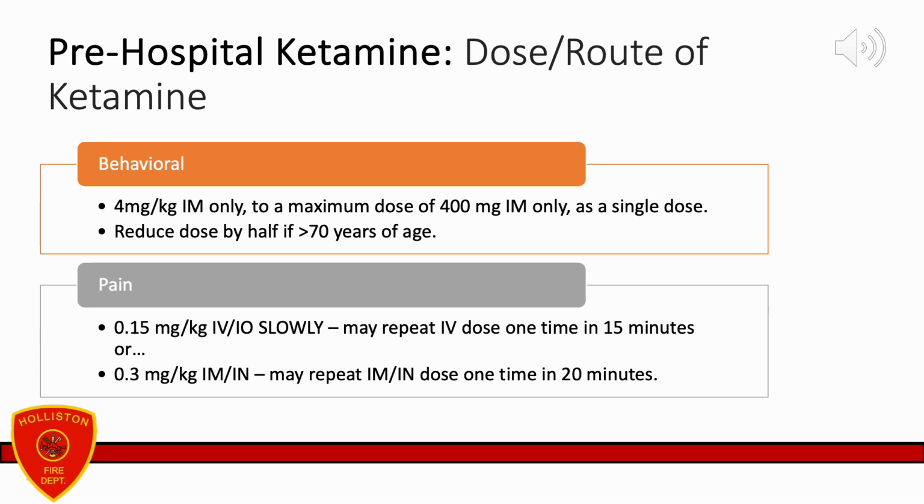So for the IV, IO, it's going to be a very slow push. Again, the faster you push the dose and the higher the dose, the more likely you're going to have interactions with the medication. So keep that in mind. So 0.15 milligrams per kilogram, IV, IO, slow push, may be repeated once after 15 minutes. If you're going to give it intramuscularly or intranasally, it's going to be 0.3 milligrams per kilogram and may be repeated intramuscularly or intranasally one time after 20 minutes.